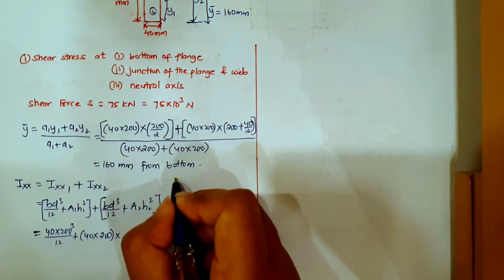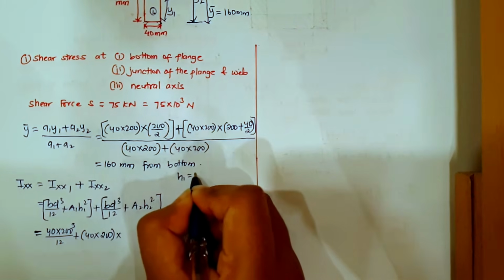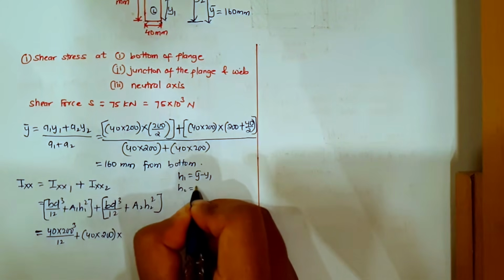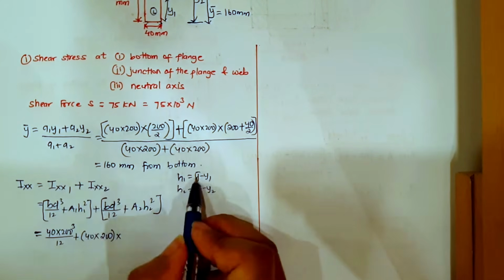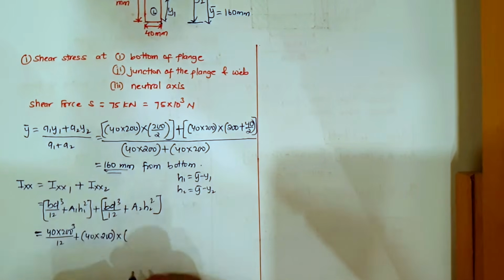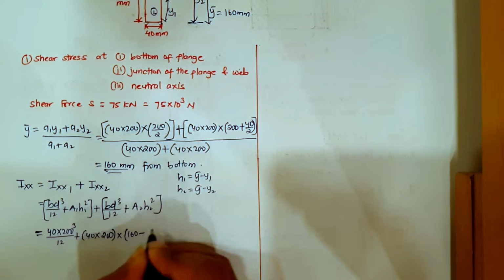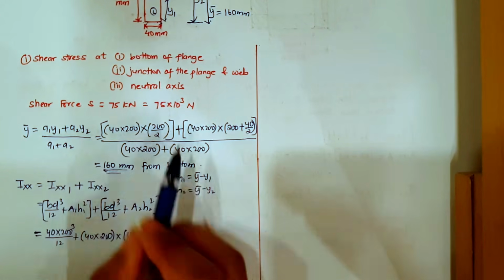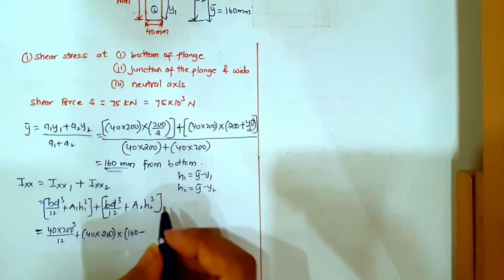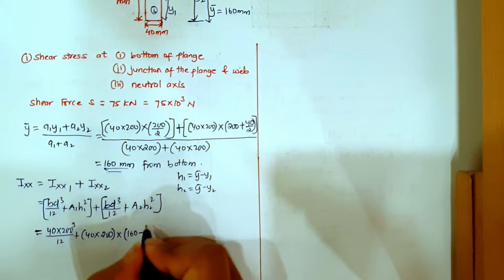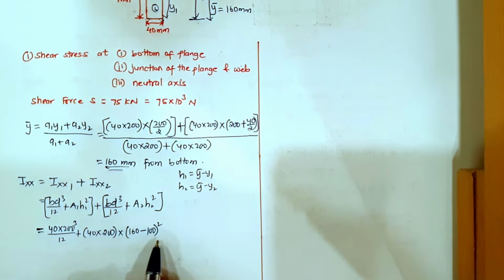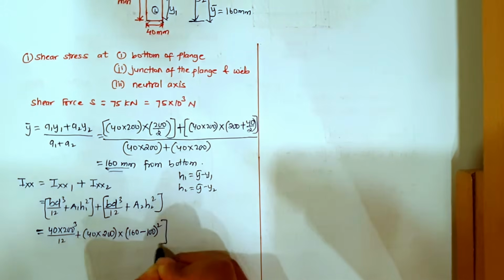H1 will be equal to y bar minus y1, and H2 similarly will be equal to y bar minus y2. How much did we get for y bar? Y bar we got 160, so 160 minus y1. How much will y1 be for this section? We already found y1 here, which is equal to 200 divided by 2, equal to 100, square. So this is h square, right?